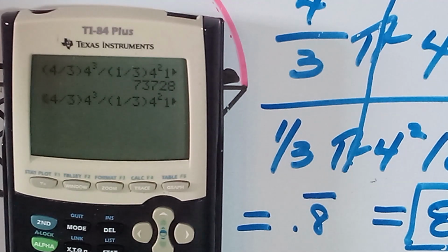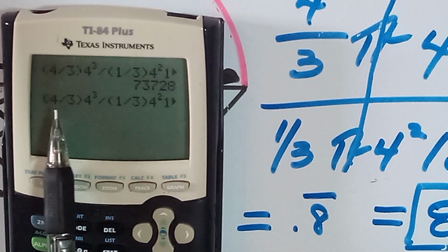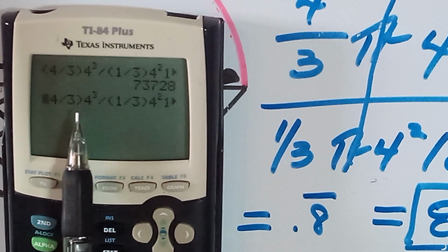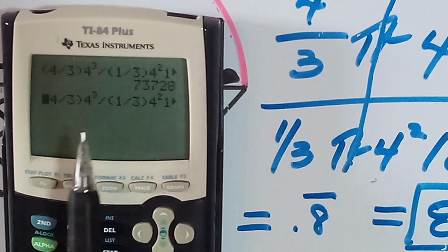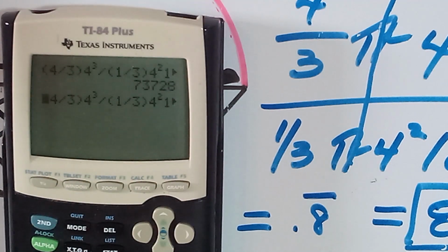Then it's going to go back to the beginning of the equation. It's going to start over with multiplication and division. Well, this fraction with parentheses around it is multiplication. It's going to multiply. The next thing it's going to do is divide by 1/3. Then it's going to take that answer, multiply it by 4 squared, and then it's going to multiply once again by 18. We do not want it to do that.